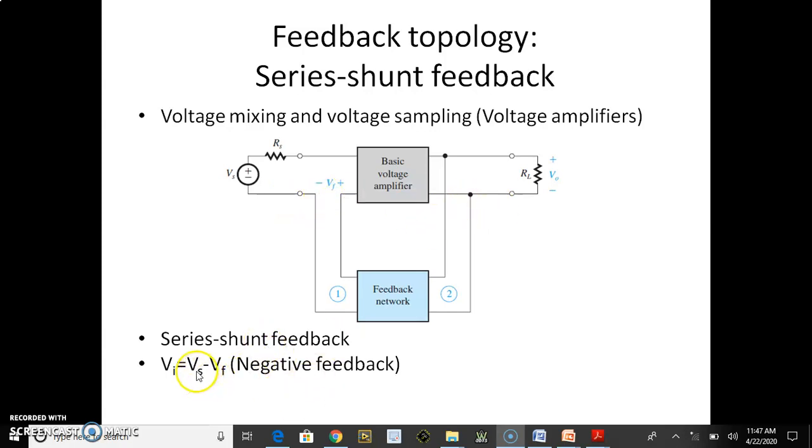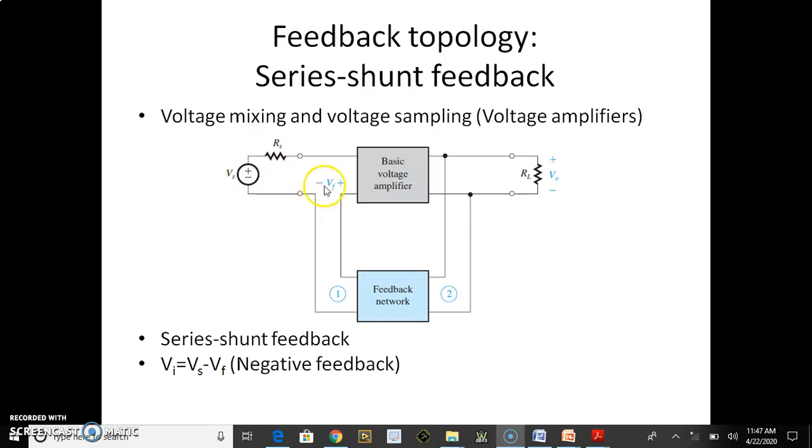Why it is called negative feedback is because of the polarity of the feedback voltage, how it is connected in series with the supply voltage. This is the input voltage that is applied to the basic voltage amplifier. If we write the KVL for this input loop, the input voltage Vi applied to this basic voltage amplifier is the signal voltage Vs minus the feedback voltage Vf.